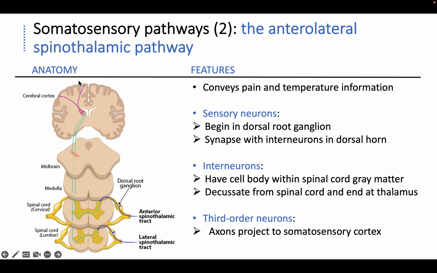So maybe this region here is responsible for receiving sensory information from the lower body or the lower limb, whereas if we follow this one from the cervical region all the way up, maybe this is responsible for receiving information from the head and neck area, right? Or the upper part of the upper limb or something like that. So it is mapped very specifically, and this is known as the sensory homunculus, all right?